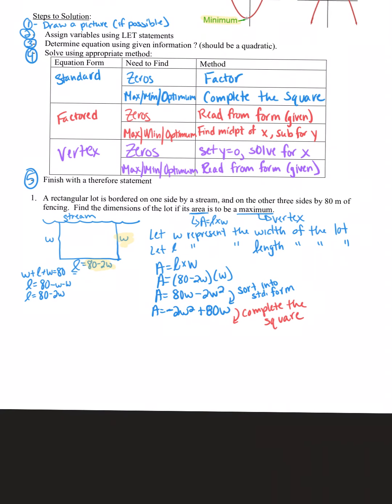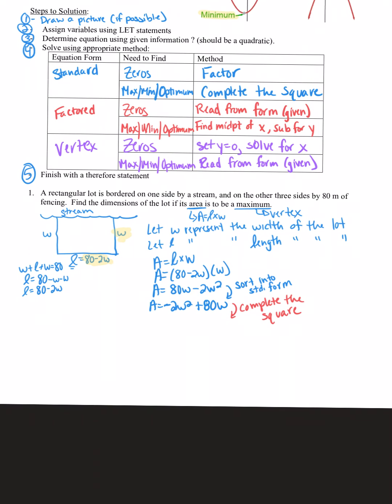So to complete the square, we're going to factor out that negative 2. We're going to be left with W squared minus 40W. And then I'm going to leave room in my bracket to add whatever I need. Remembering that I have to take my b term, I have to half it, and I have to square it. So if I do 40 divided by 2, that's going to be 20, and 20 squared is 400. So that means I'm going to add 400, and I'm going to subtract 400 to complete the square.